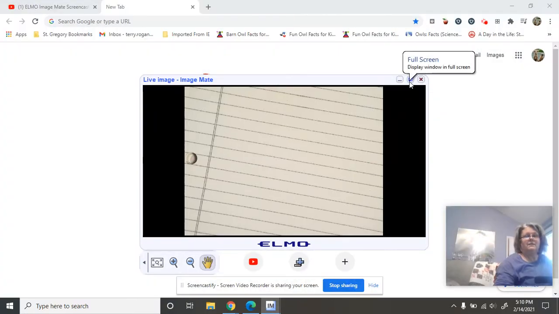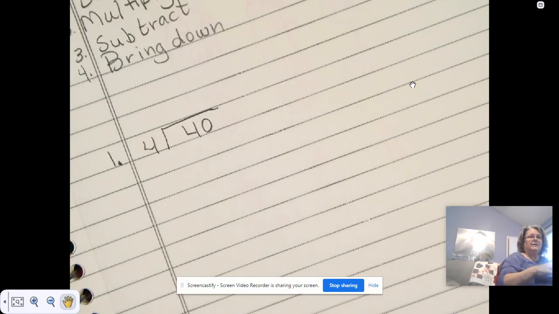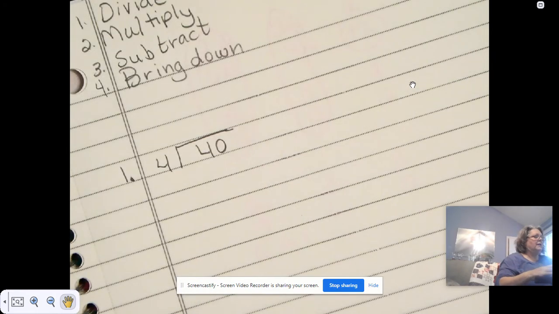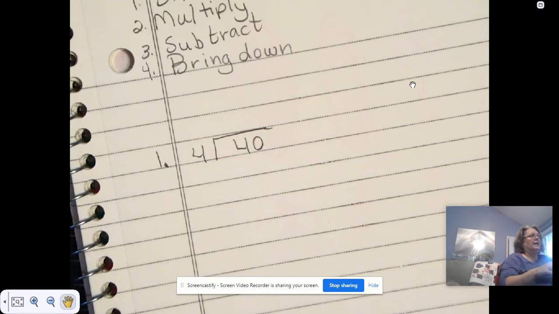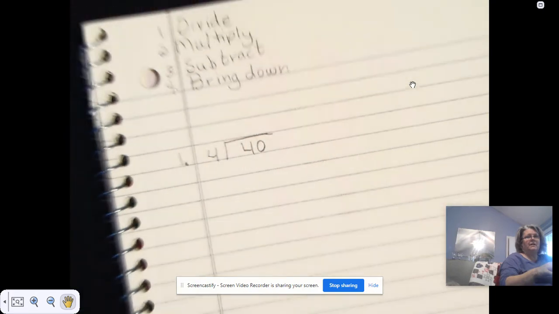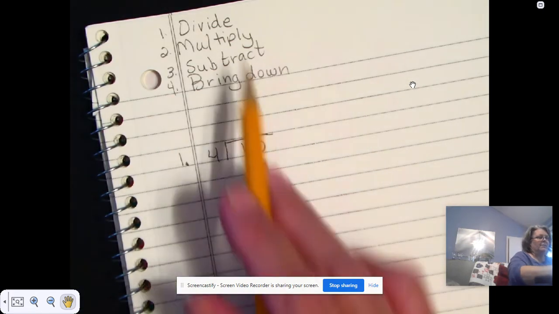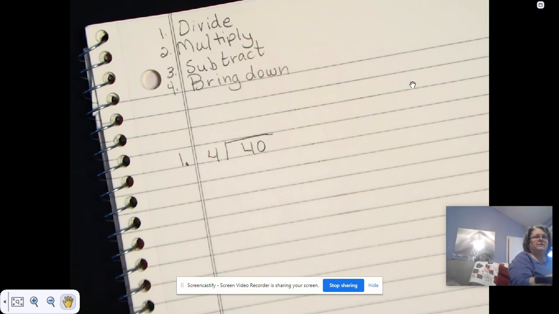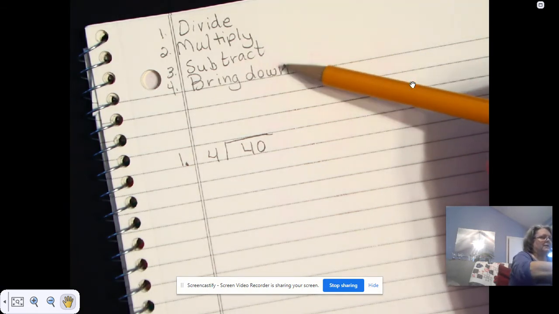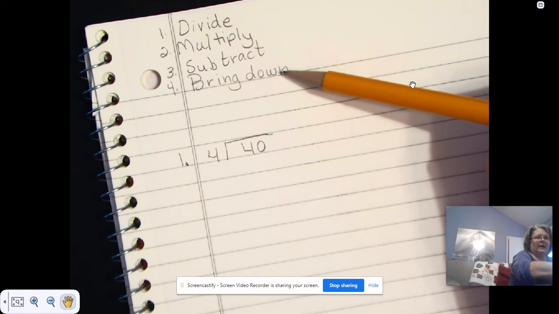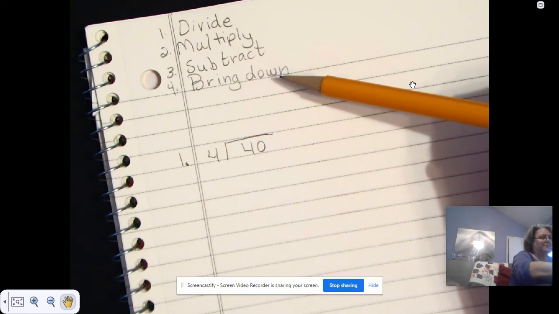All right. Well, today's lesson is about long division. And you can see that I have written down the steps of long division right up here at the top of my paper. And you feel free to do that as well. Divide, multiply, subtract, bring down. And I'm actually going to do the first 4 or 5 problems of our worksheet with you.